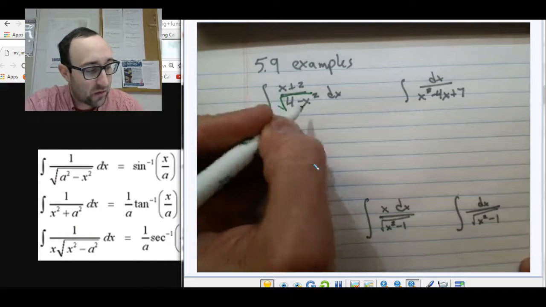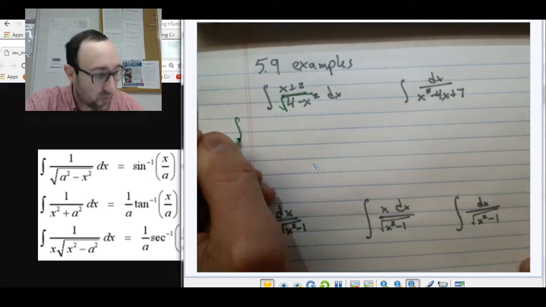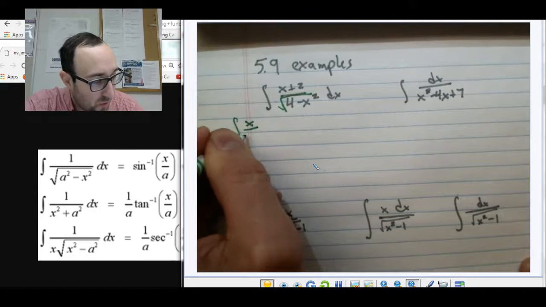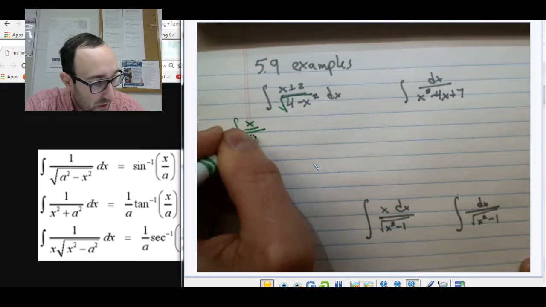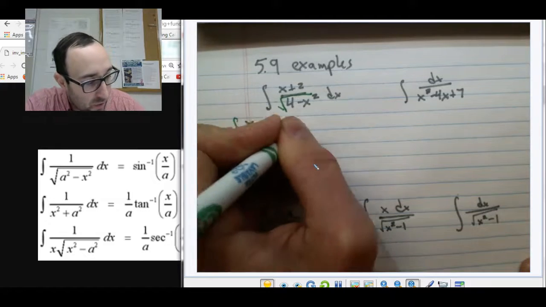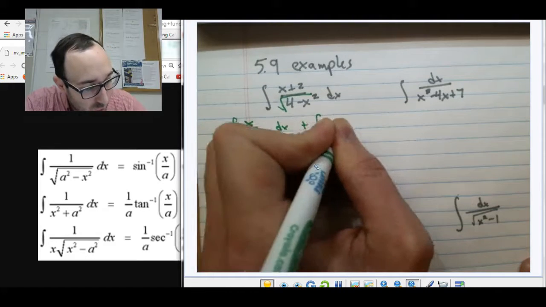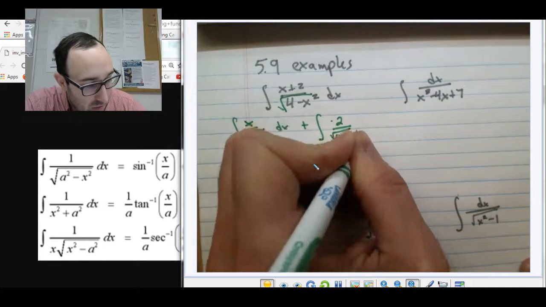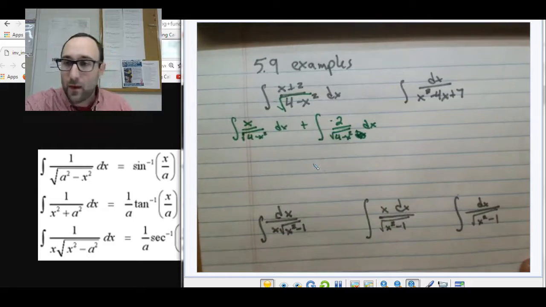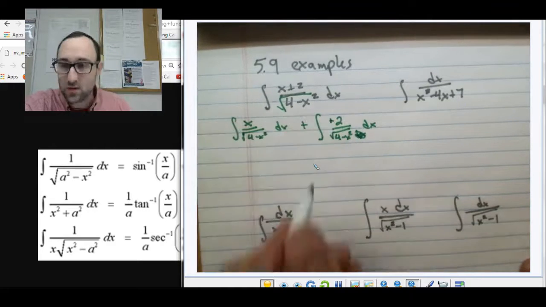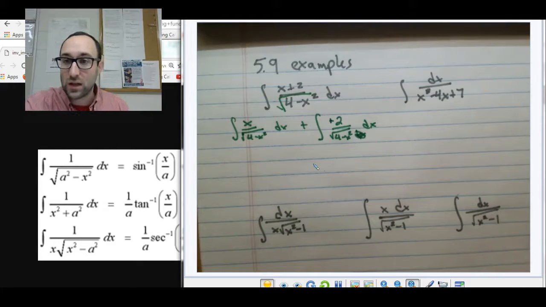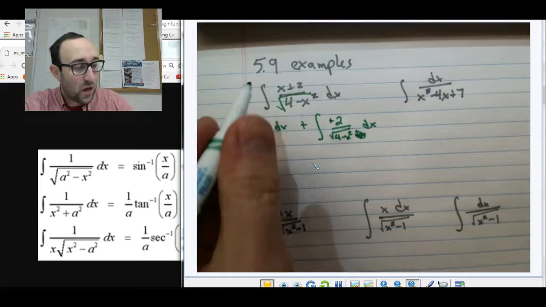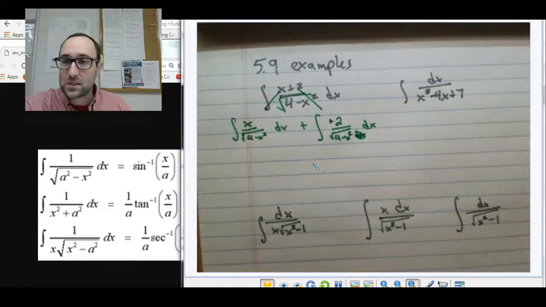Well, I can rewrite this as the integral of x over the square root of 4 minus x squared dx plus the integral of 2 over the square root of 4 minus x squared dx. Oops, the dx should be right here. That's not a negative, it's a positive, just a marker spot. So we can actually break that numerator up into two different parts, which makes it a little bit easier.